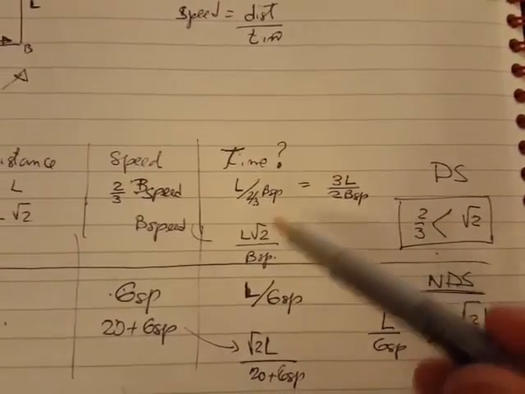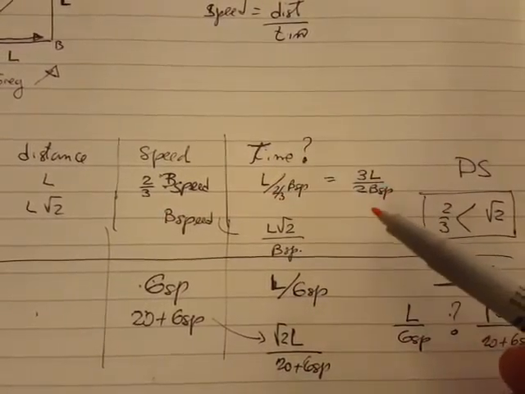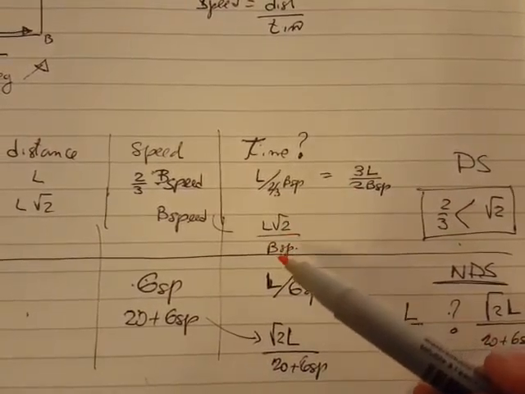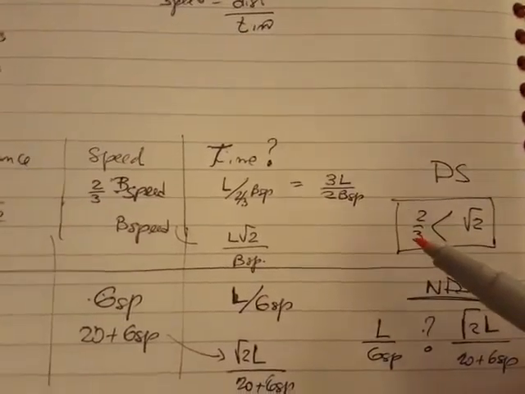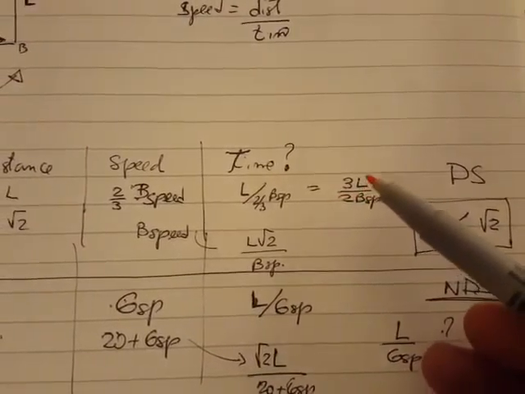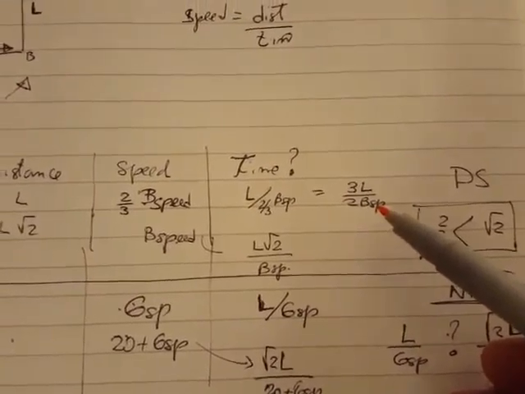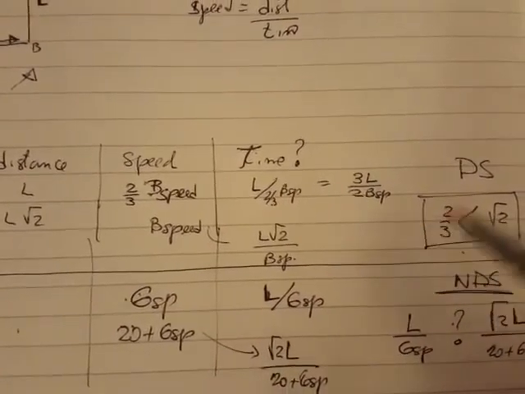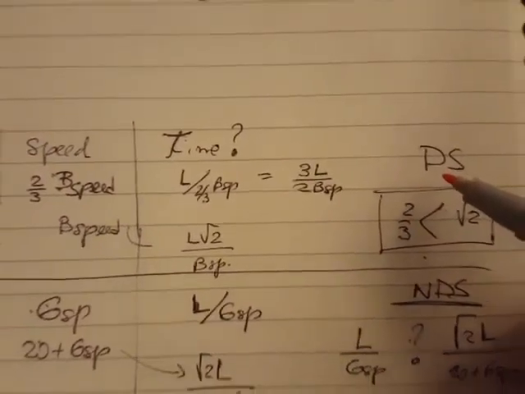So you don't really need to get to here. Once you can do all this, you know you're going to get to the answer because L gets cancelled and the speed gets cancelled. So the answer is not dependent on L or on the speed of Greg or Brian or anything. So that's data sufficient basically.